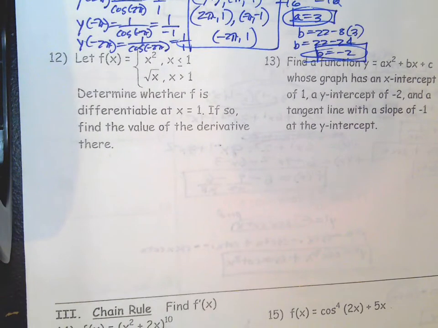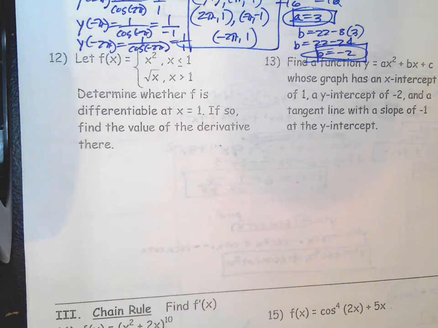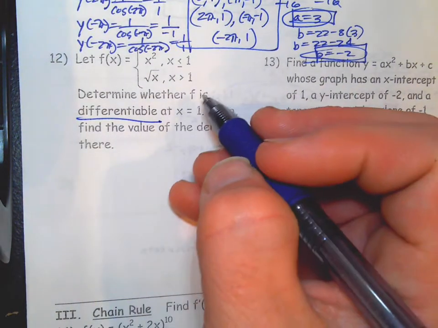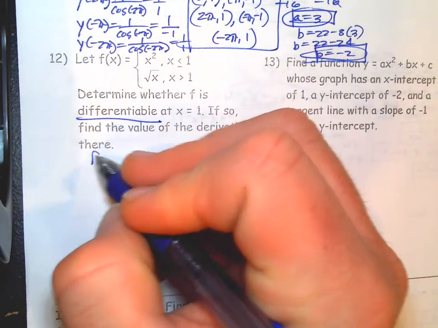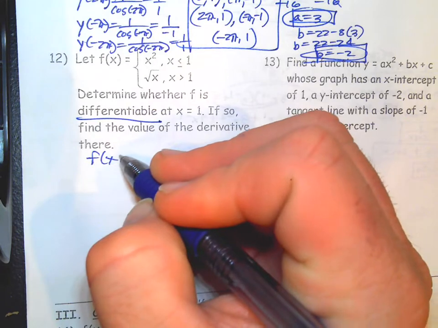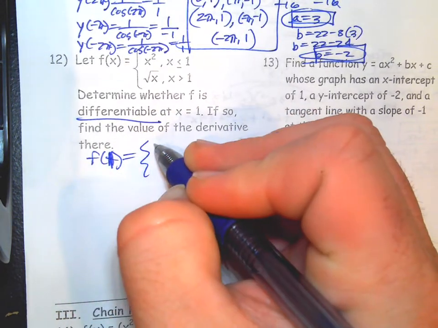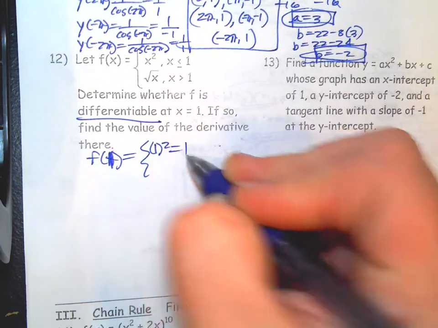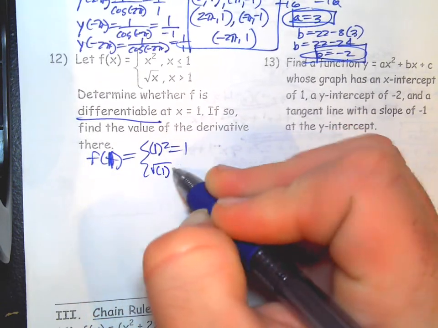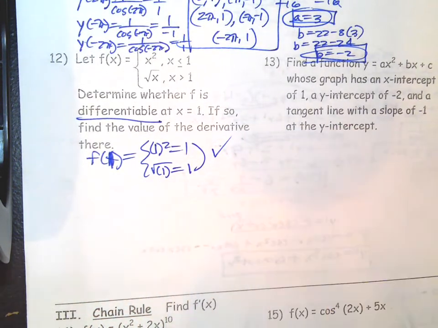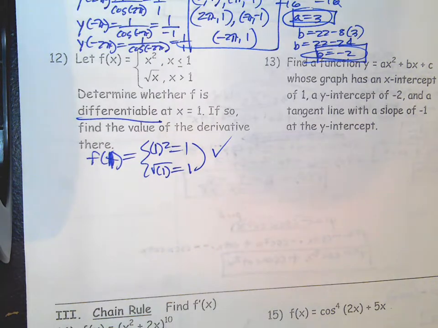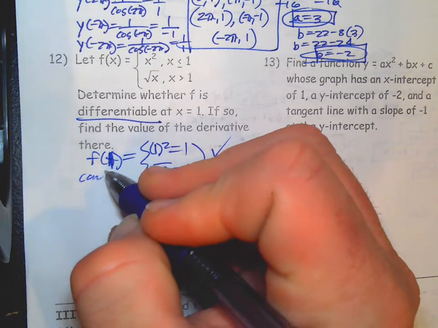Next one's a piecewise function. Determine whether f is differentiable at x equals 1. If so, find the value of the derivative there. Differentiable does require continuity first, so you really should be checking if the y values are equal at 1. We can plug 1 into both of them and show that they work. You have to show it. So that's continuity.